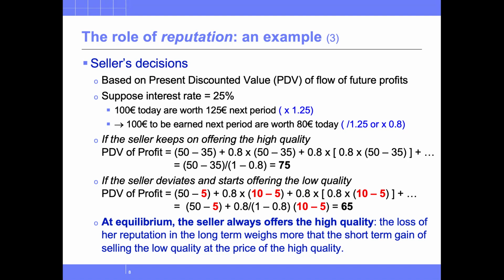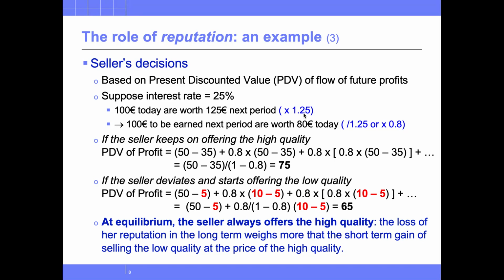Now, you probably know that if you want to make this kind of decision, you need to have a rule to compare profits today and profits at a later date. So this is the concept of using the present discounted value. We'll just make a very quick example here. Suppose that the interest rate is equal to 25%. This means that if you have 100 euros today, they will be worth 125 euros at the next period. You multiply by 1.25, 1 plus the interest rate.